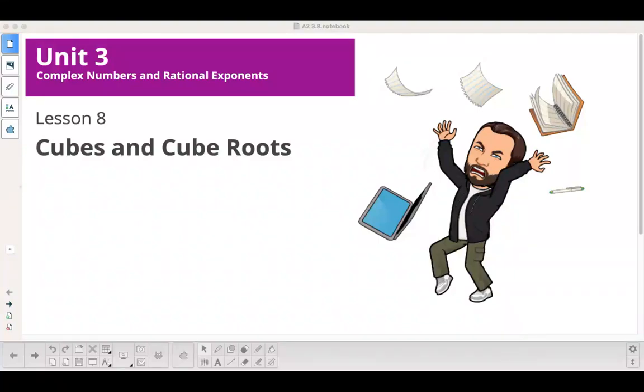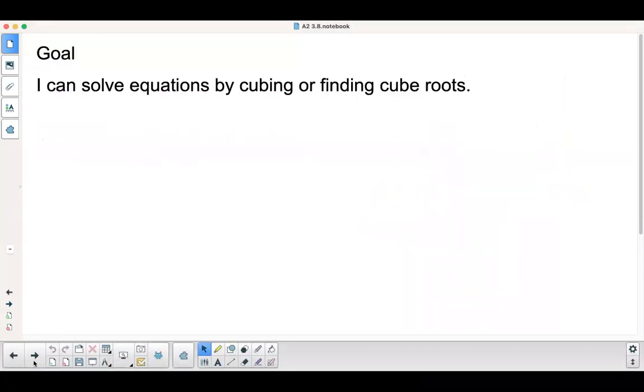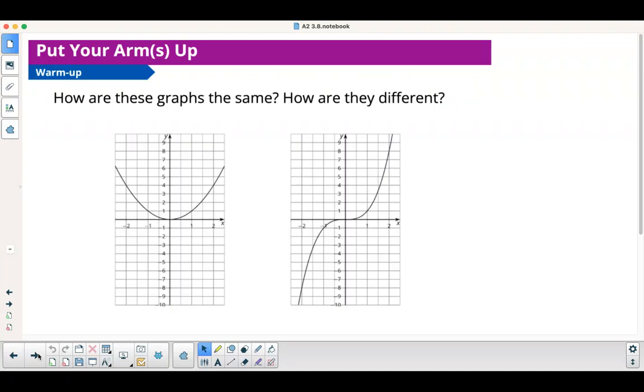All right, Algebra 2, Illustrative Math, Unit 3, Lesson 8 is called Cubes and Cube Roots. Our goal today is: I can solve equations by cubing or finding cube roots. Remember, cube means to a power of 3.